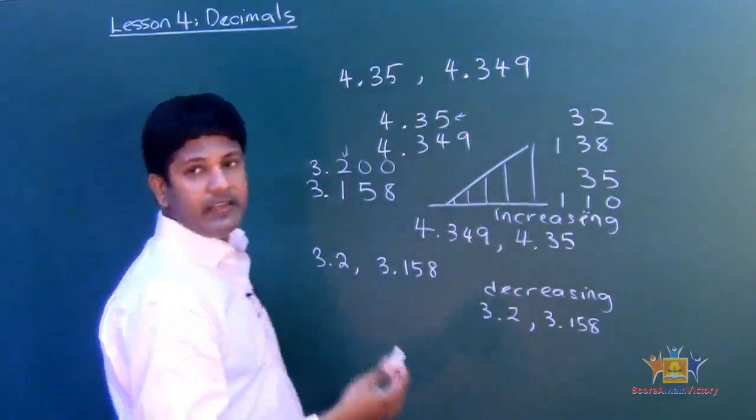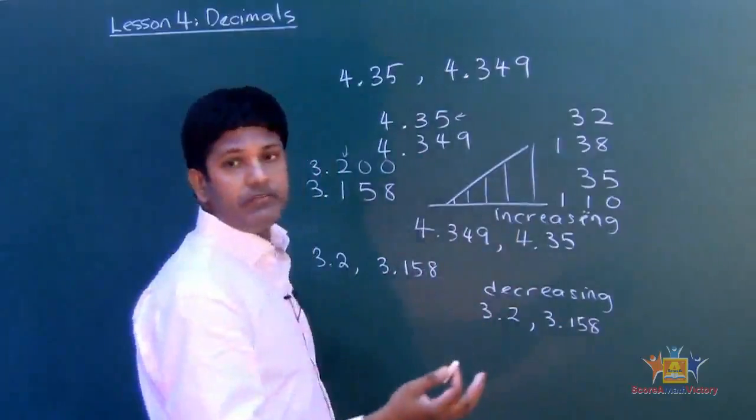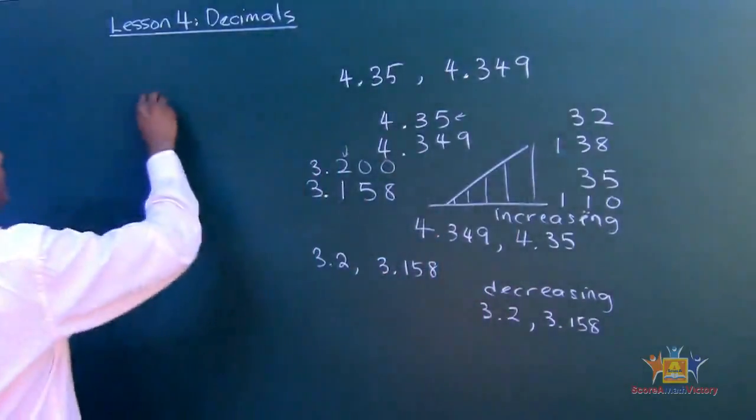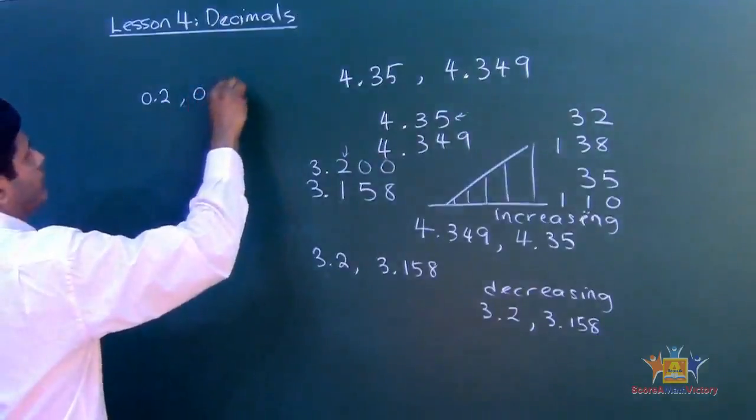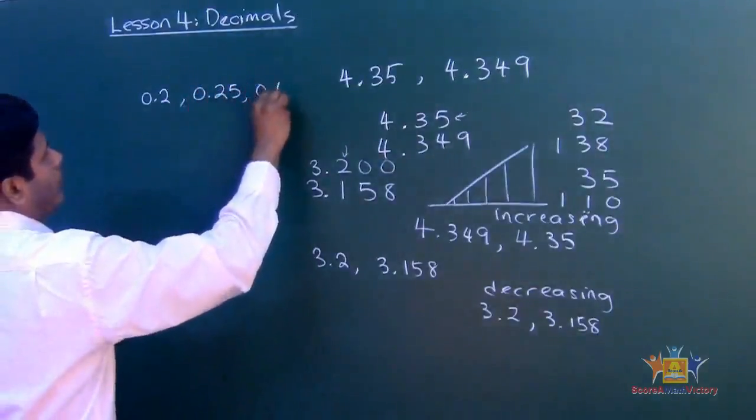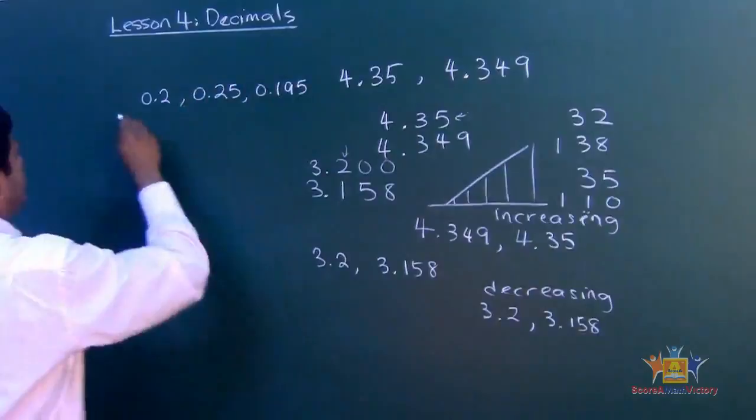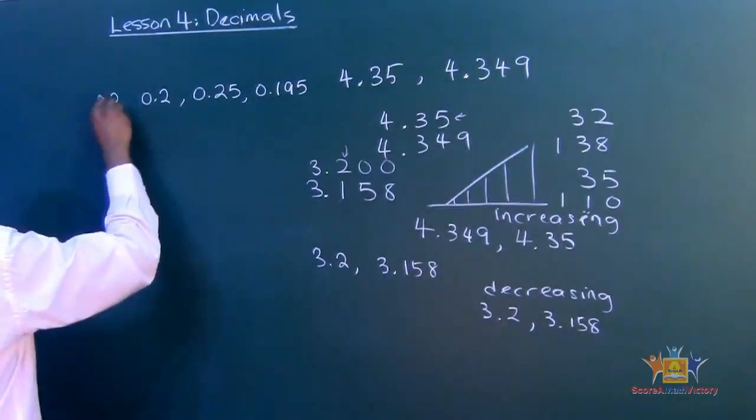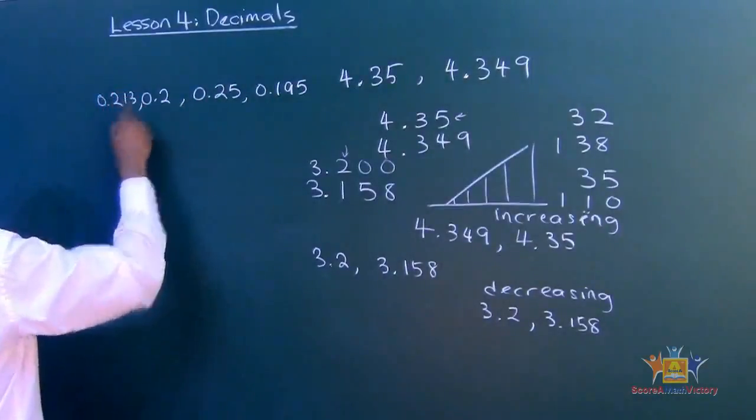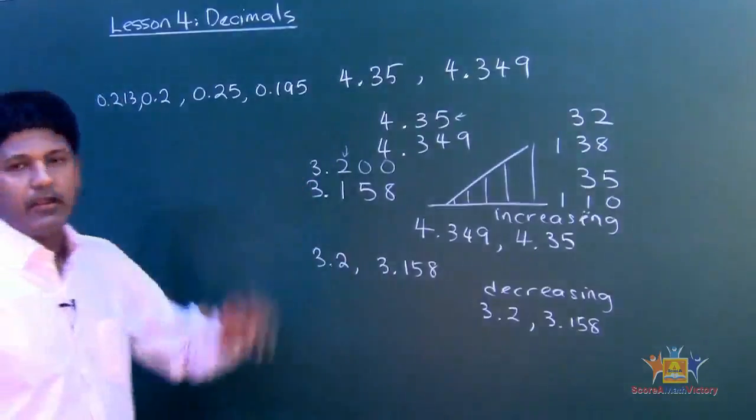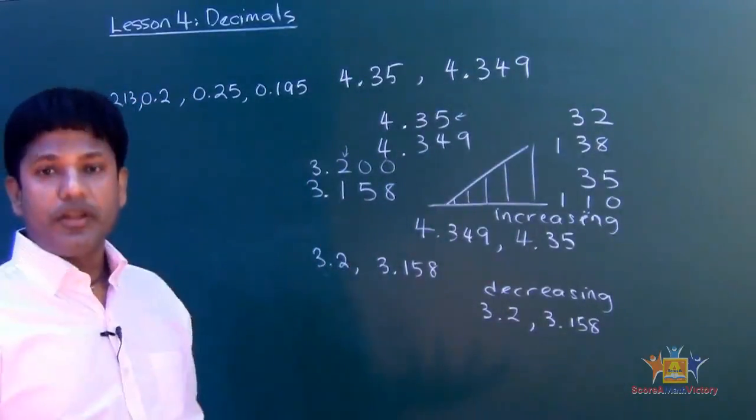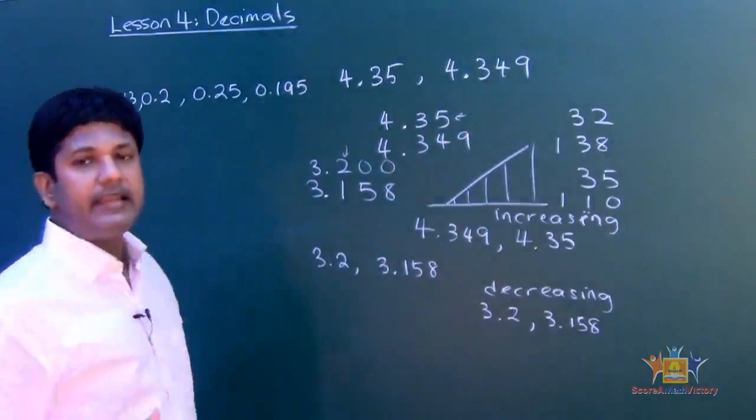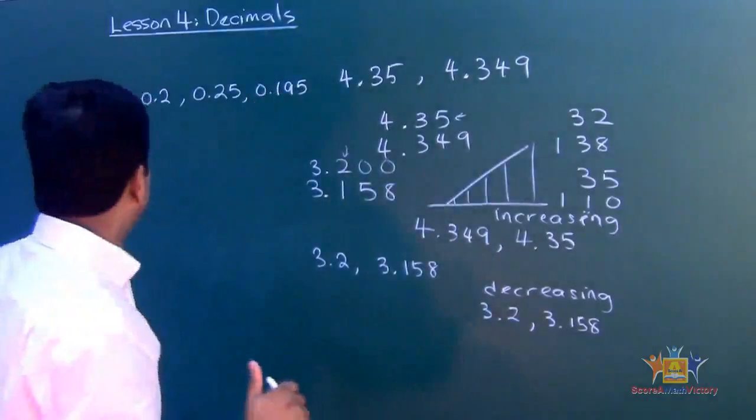Okay, so now let's say, for example, if I were to give you a bunch of numbers. Let's say if I give you 0.2 and then 0.25 and then 0.195 and then let's say 0.213, something like this, and then I ask you to arrange them in increasing order. Okay, ascending order. So increasing, ascending.